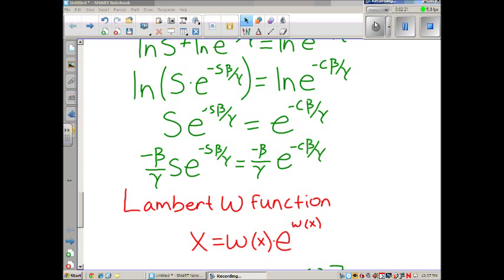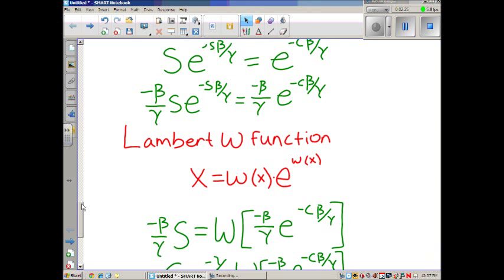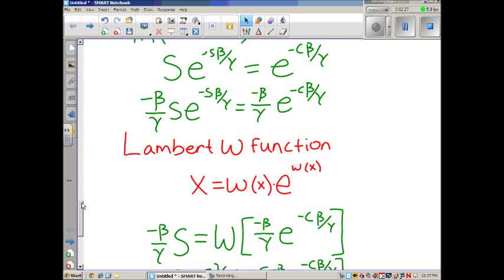From there, you can multiply both sides by negative beta over gamma. And now we're at a place where we can use the Lambert-W function. The Lambert-W function is how to solve equations when you have s and e to the s on one side of the equation, as we do on the left side, as shown above. The Lambert-W function states that x equals function W of x times e to the function W of x.